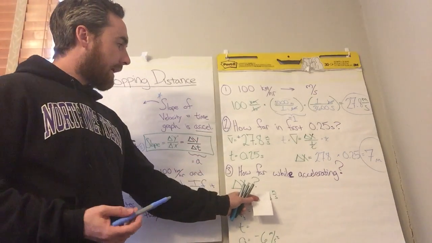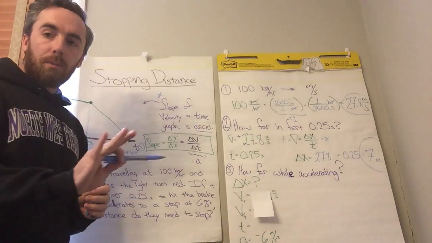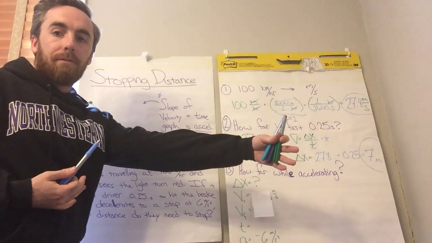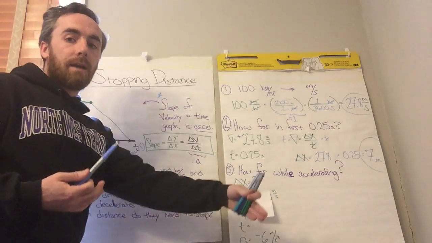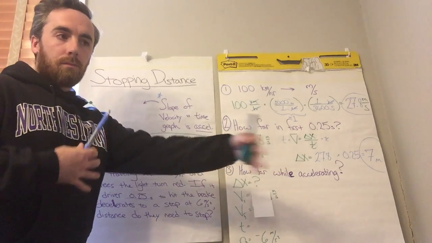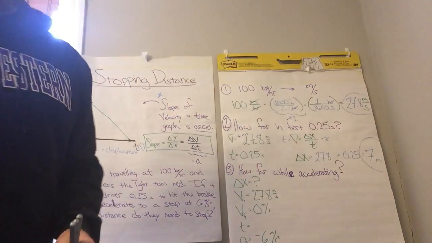Okay. Now, we need to figure out, that's not how far it goes total, because while you're pressing the brake, it's still traveling a certain distance. It's going a certain displacement. You're slowing down, but you're still going a certain distance in that time. So we want to figure out how far it's going while it's accelerating.